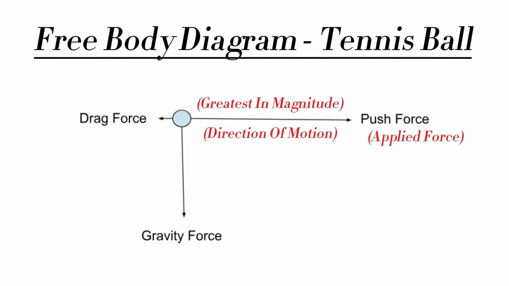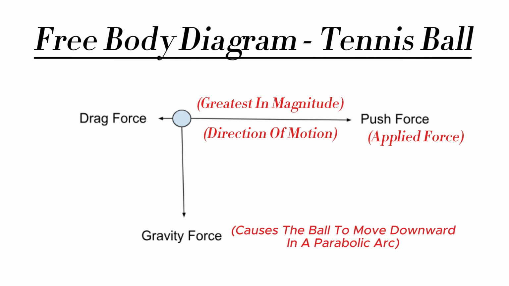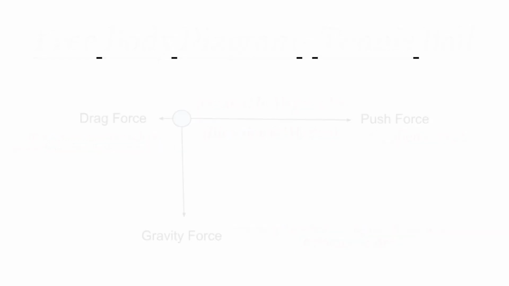However, the force of gravity is also present, which causes the ball to move downward in a parabolic arc. Although minimal, a drag force is also acting upon the ball. This is due to its movement through the air as it collides with air molecules, minutely slowing the ball down. Drag force is present when an object is moving through a fluid, which causes it to slow down.